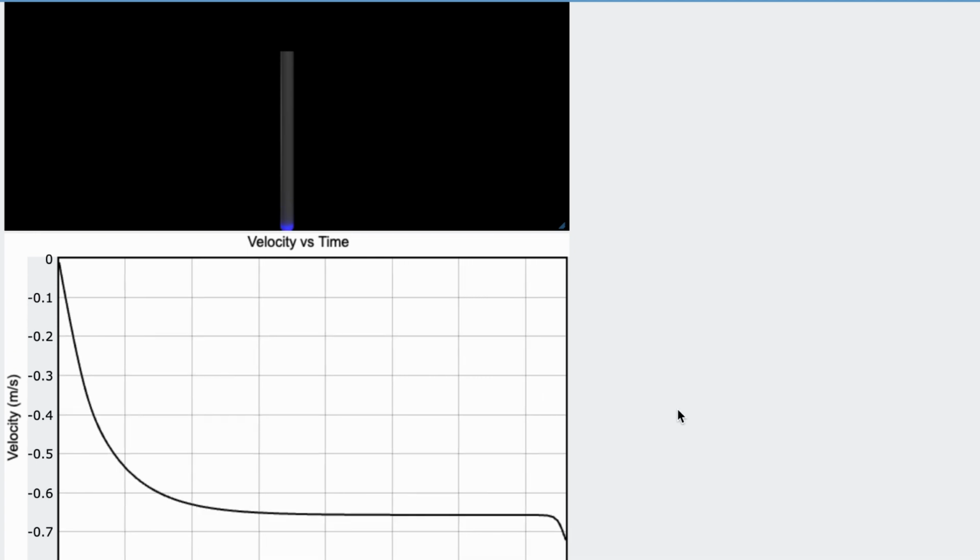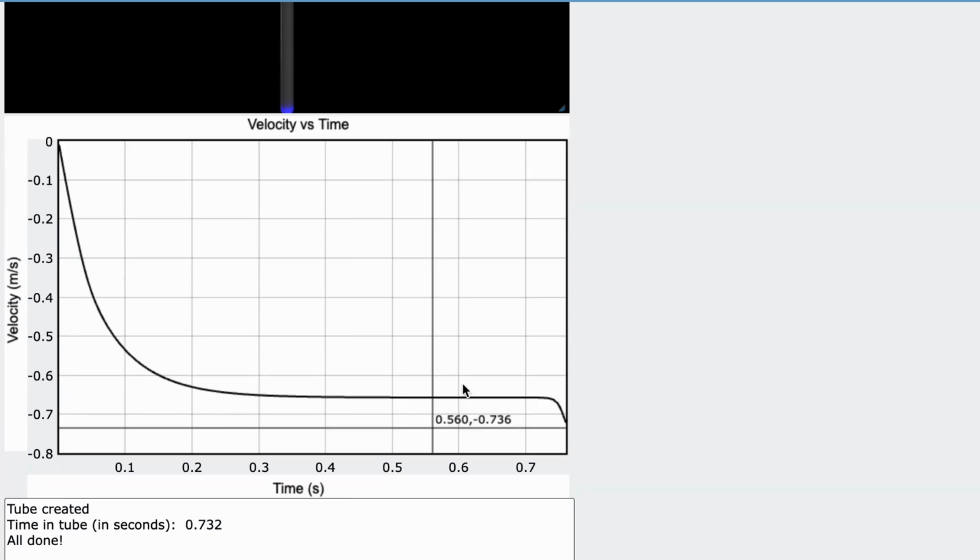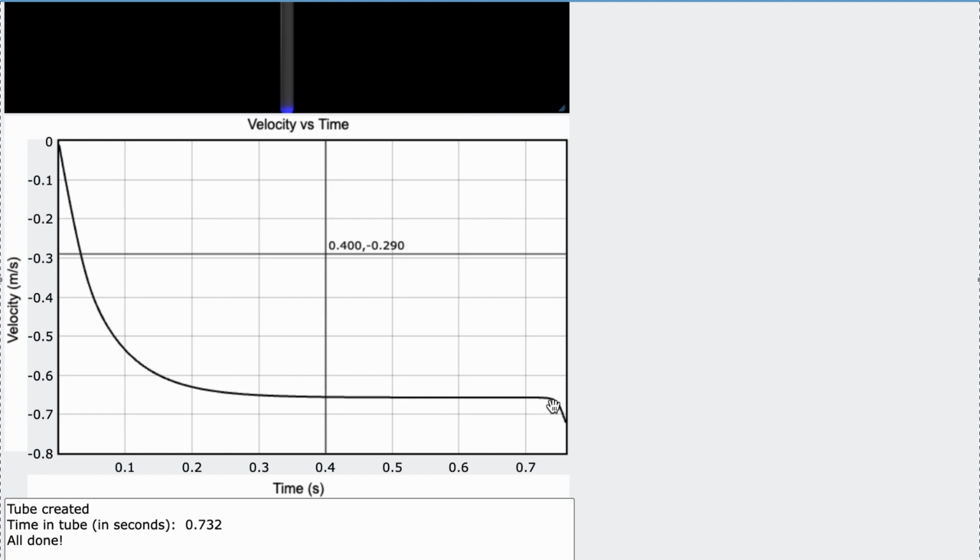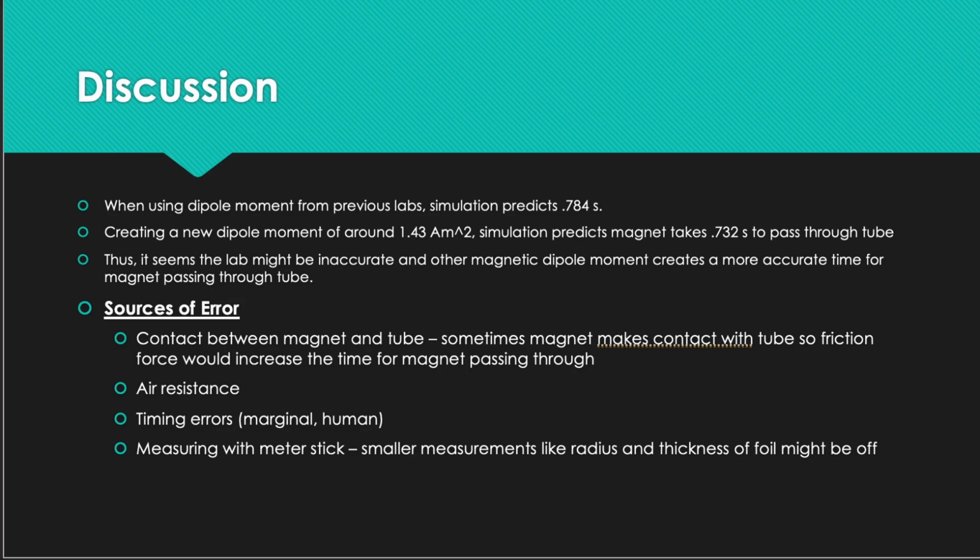And then I believe it'll come out with a time around 0.732 seconds. With the dipole moment from previous labs, the simulation predicts 0.784 seconds. If we create a new dipole moment, just by decreasing it a little bit, it'll predict the magnet to take around 0.732 seconds to pass through the tube. Thus, it seems the lab might be inaccurate, and another dipole moment creates a more accurate time for the magnet passing through the tube. However, we should note that this is just a marginal difference.